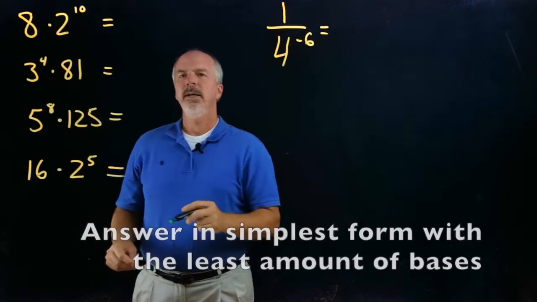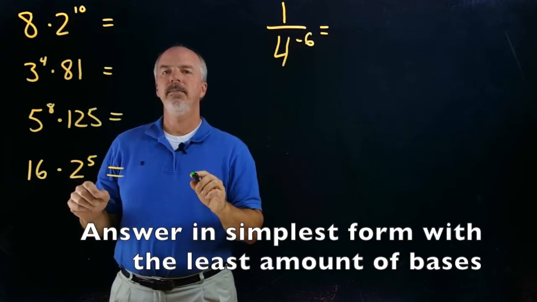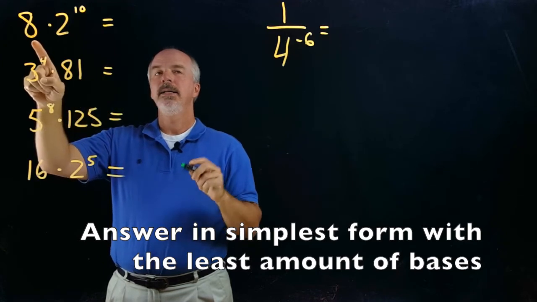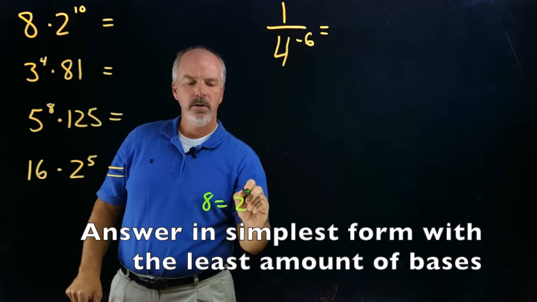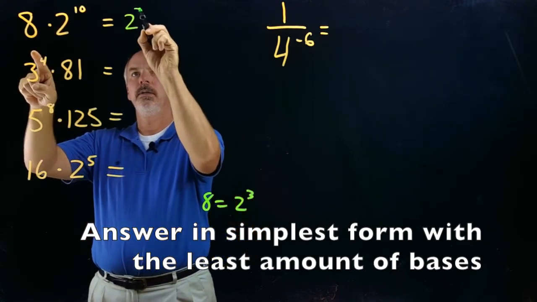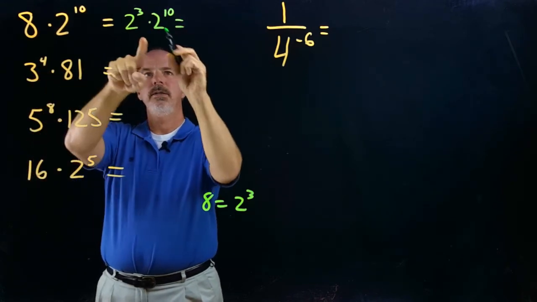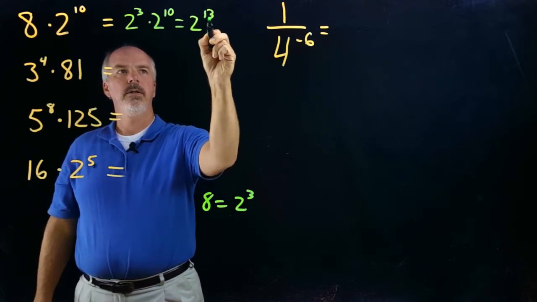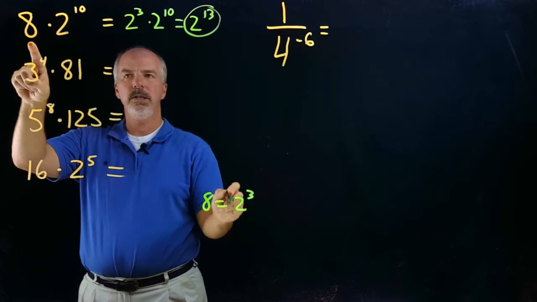Okay, and these, if we're asked to write in simplest form using the least amount of bases, what you need to know is that 8 is going to equal 2 to the 3rd. So we'll substitute 2 to the 3rd times 2 to the 10th, and that's 2 to the 3 plus 10, so it's 2 to the 13th. All right, very important that you remember that you can use this right here.